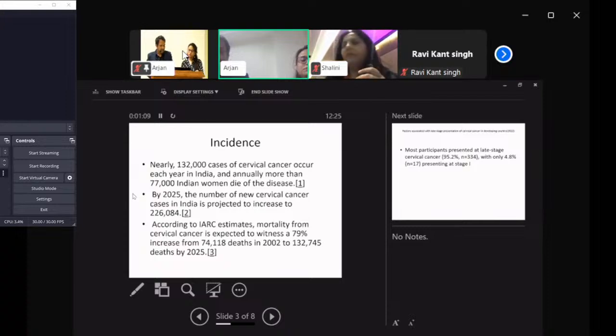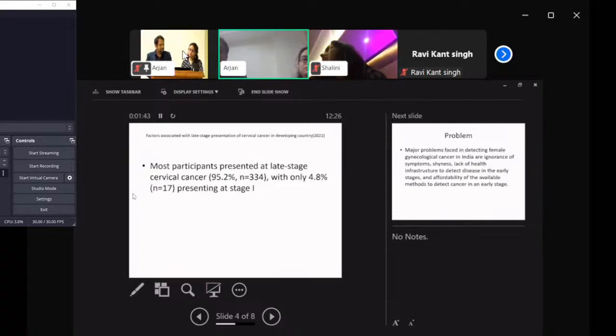So incidence, as you know, approximately 1.3 lakh cases of cervical cancer occur every year in India, and annually more than 77,000 Indian women die because of this disease. By 2025, the number of new cervical cancer cases in India is projected to be more than 2 lakh. According to the ICMR estimate, mortality from cervical cancer is expected to witness a 79% increase from 74,000 deaths in 2002 to approximately 1,32,000 deaths by 2025. This is as per a recent 2022 paper.